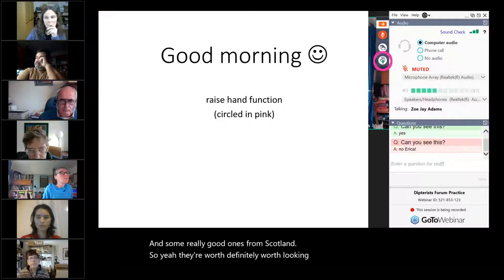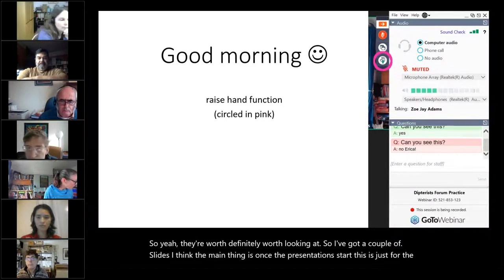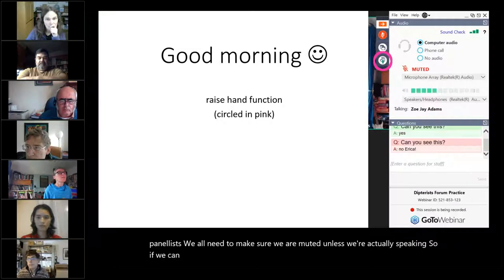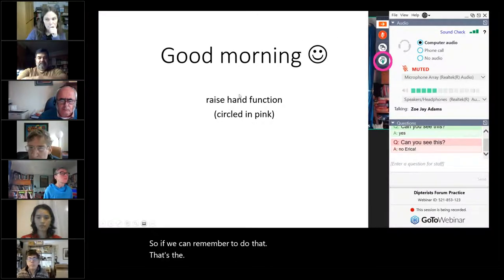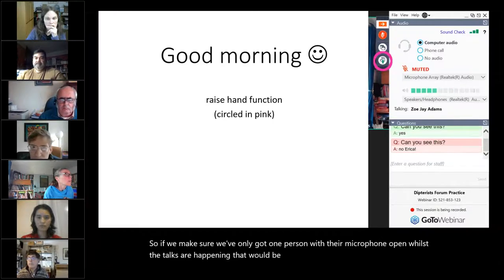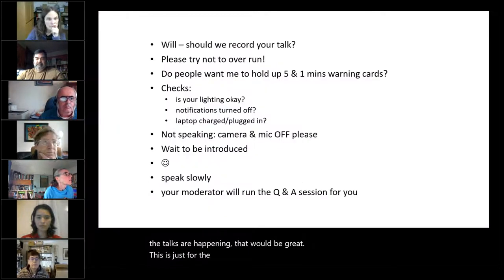So yeah, they're definitely worth looking at. So I've got a couple of slides. I think the main thing is, once the presentations start, this is just for the panelists. We all need to make sure we're muted unless we're actually speaking. So if we can remember to do that, that's the microphone button at the top. If we make sure we've only got one person with their microphone open whilst the talks are happening, that would be great.